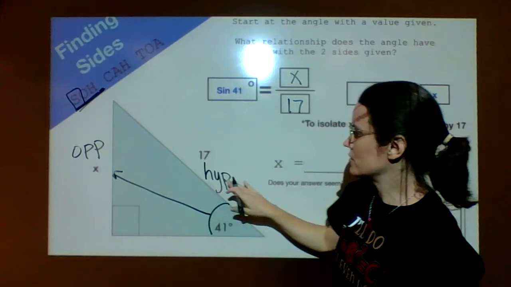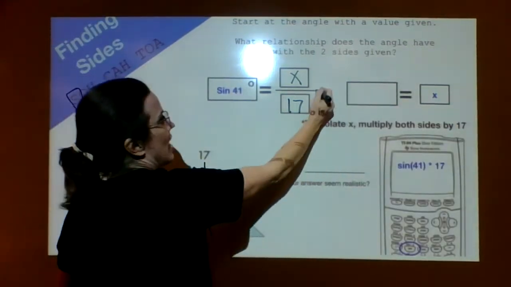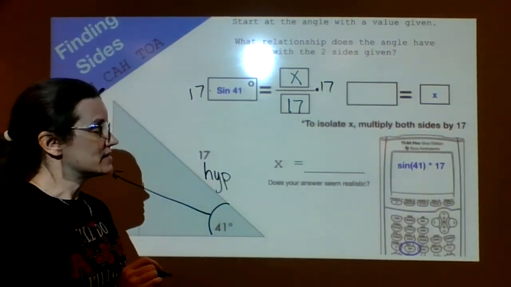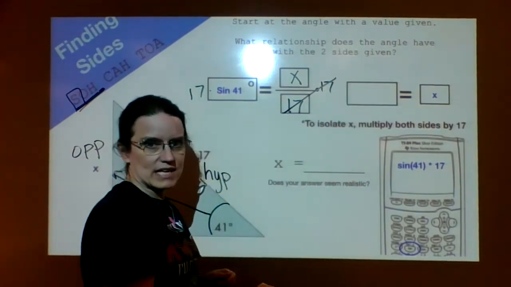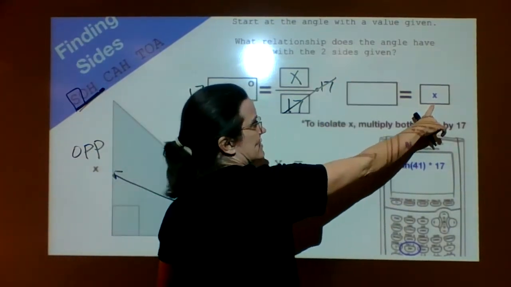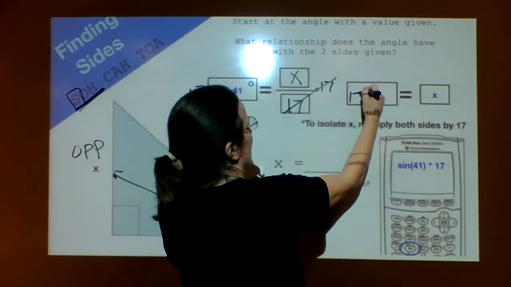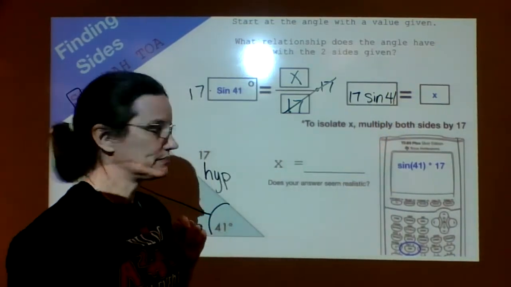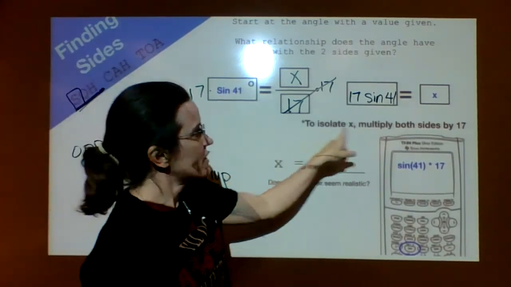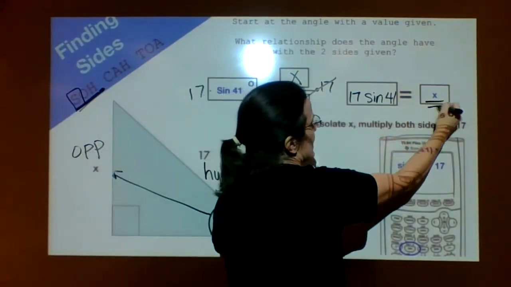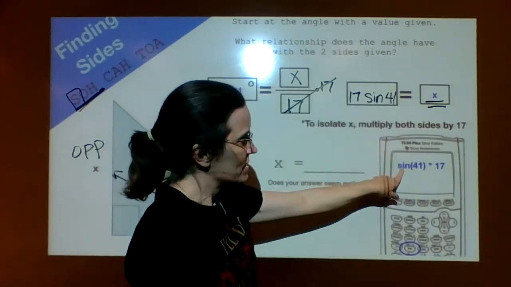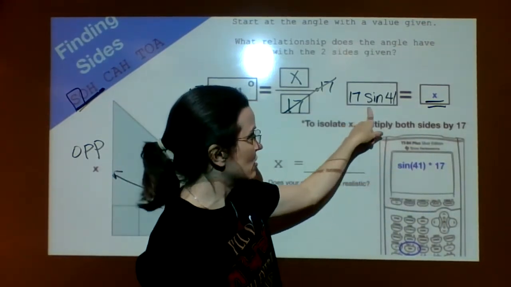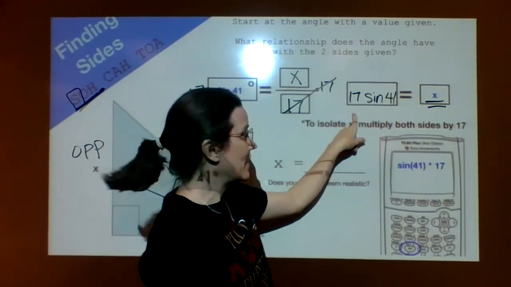Well, to do the algebra for this, I'm going to have to times by 17 on both sides. When I do that, those cancel, and I'm left with x. Here on the left side, I have 17 times the sine of 41. So to put that into my calculator now to find x, I can either put the sine of 41 times 17 into my calculator, or I can type it in exactly like I see it.